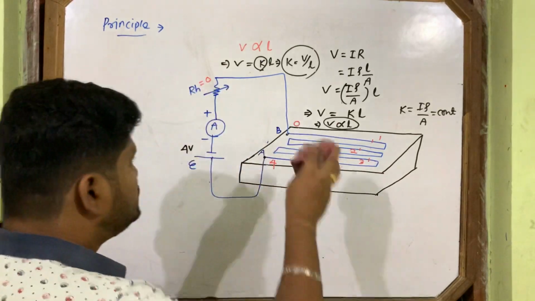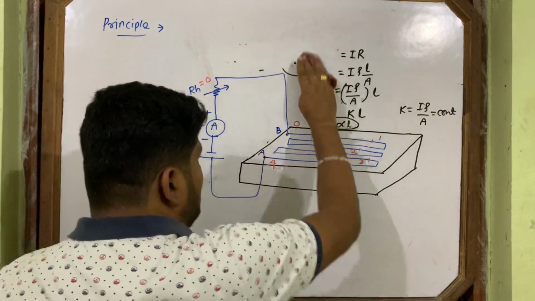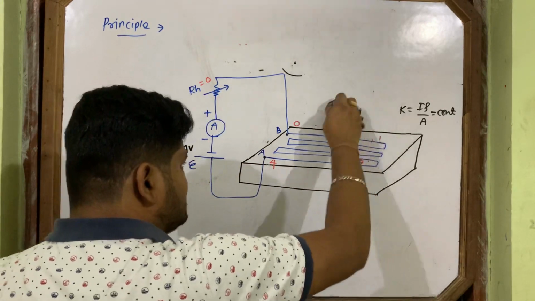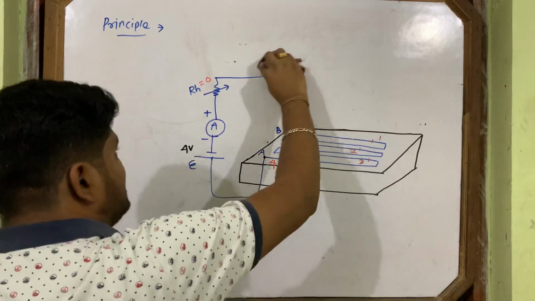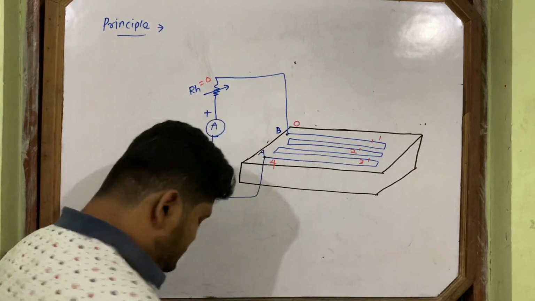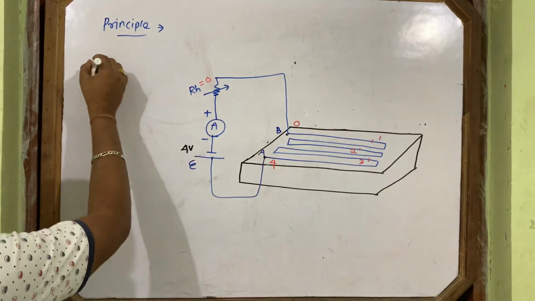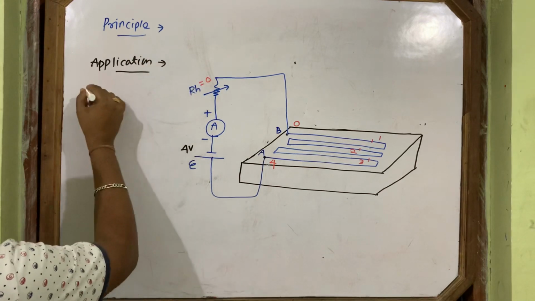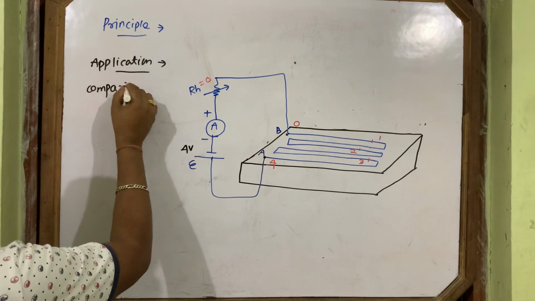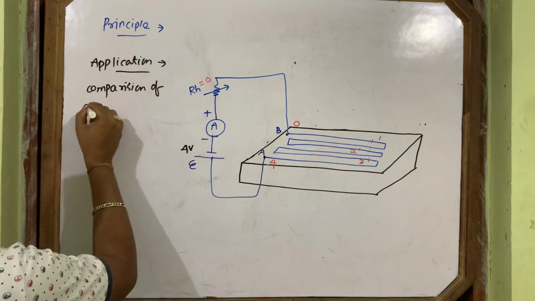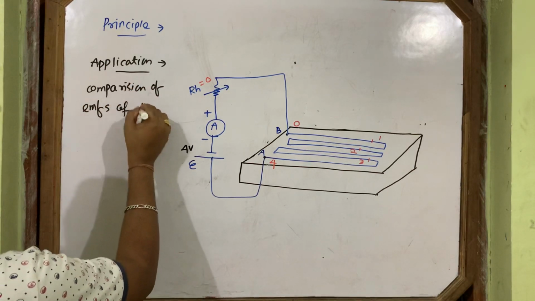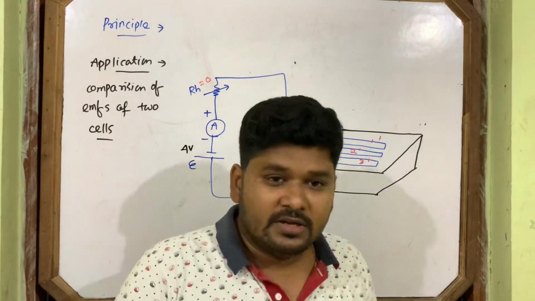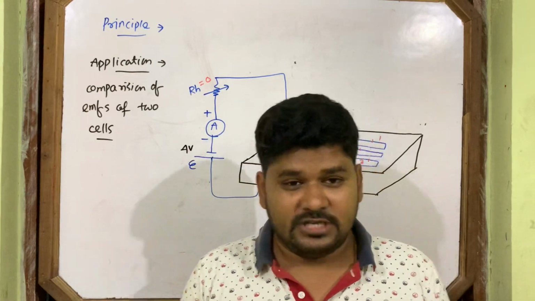Okay. Now we go to its applications. What are the applications of potentiometer? Now let's come to the applications of potentiometer. We come to the first application. Application 1 is comparison of EMF of two cells. This is the application 1. Comparison of EMF of two cells.